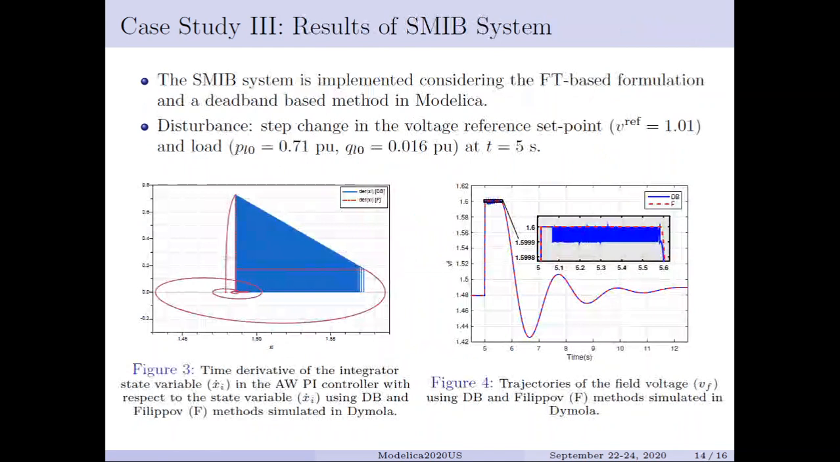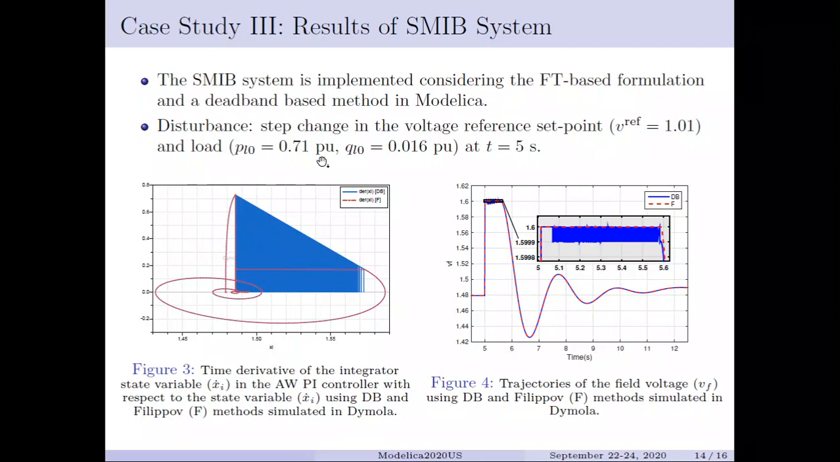Also, to remove the numerical issues of this IEEE standard anti-windup model, a deadband-based method is proposed in the literature. We also consider this deadband-based implementation for comparing our results. The disturbance in the single machine infinite bus network is a step change in the reference set point of the AVR and load.